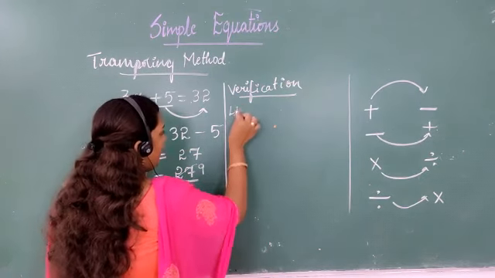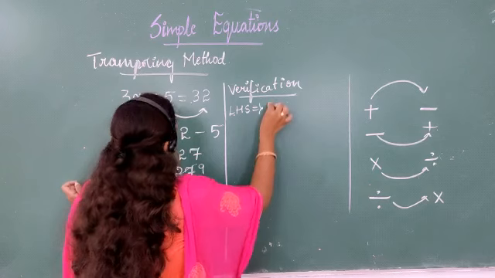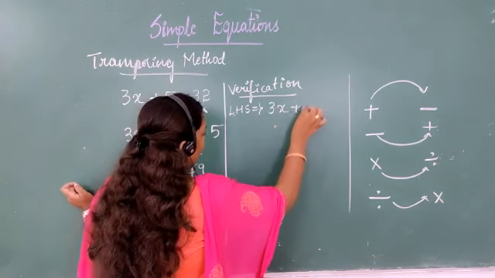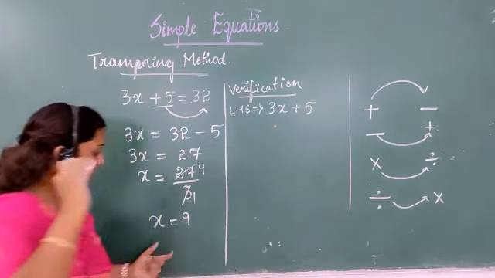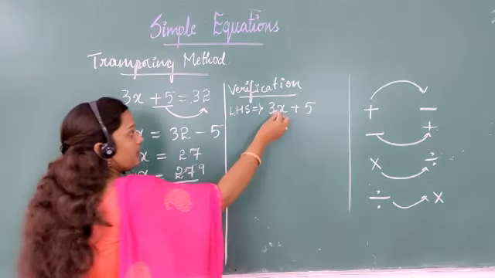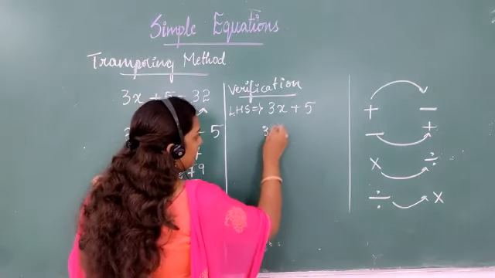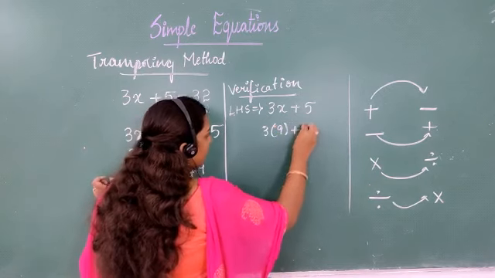So LHS you have 3x plus 5, right? So what is the value of x you found here? 9. So substitute that 9 in x place. 3 into 9 plus 5.